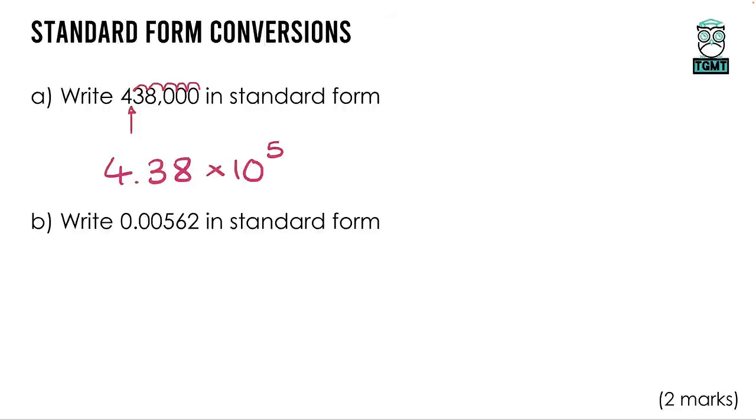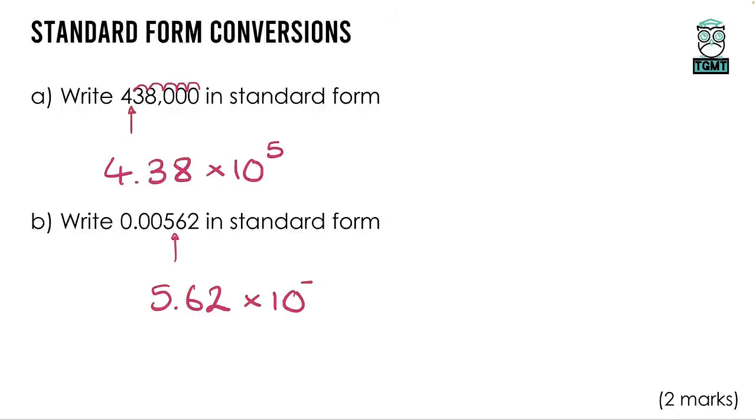When we are looking the other way, so this 0 point number, 0.00562, it's pretty much exactly the same process. We need to put the decimal so it's between 1 and 10. So just here would make it 5.62. However, this time, when we say how many times we have to multiply it by 10, clearly if we start multiplying 5.62 by 10, that's going to make it a larger number. So the only thing that changes is the power is going to be negative.